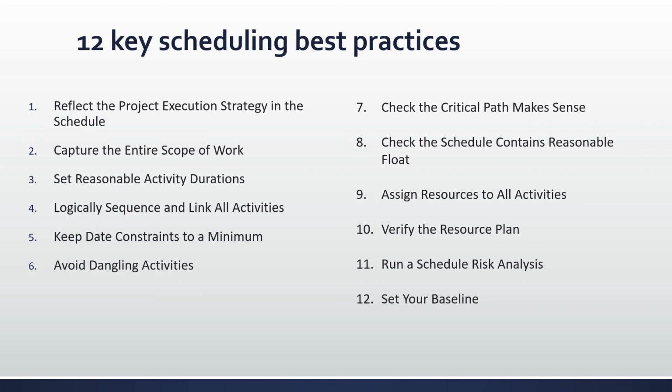Number 7, check the critical path makes sense. The schedule should identify both the project's critical paths and the longest path. Be mindful that critical paths often change during project execution as a result of progress updates. So establishing a valid critical path is essential as it allows you to examine the effects of slippage as the project progresses.